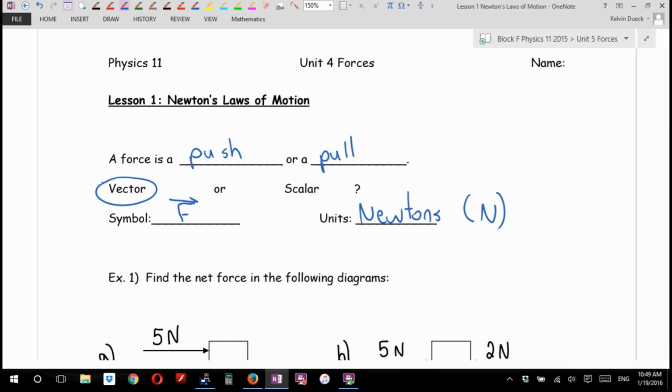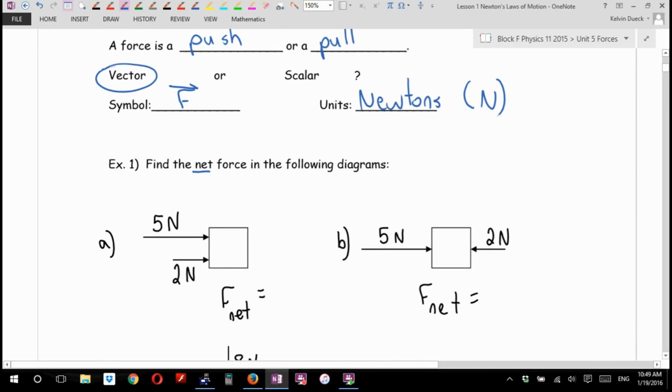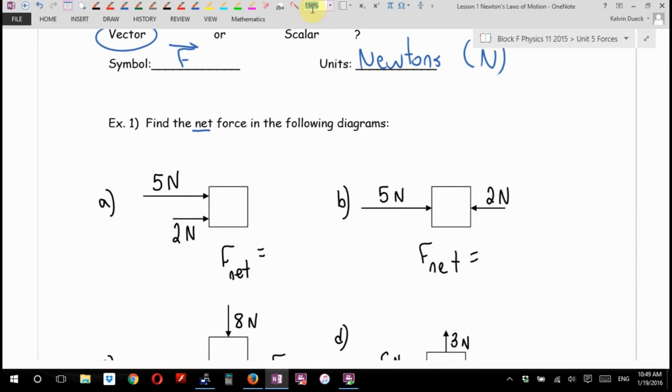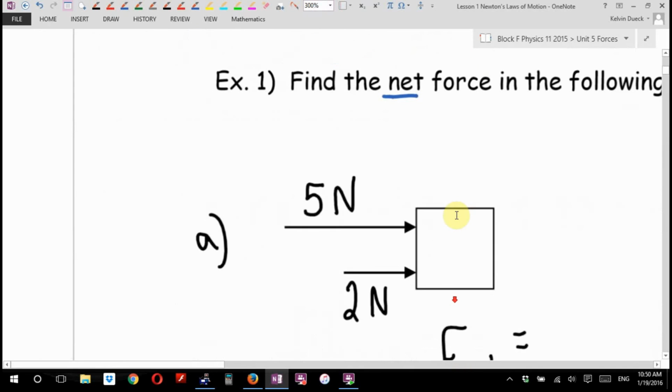One of the things we're going to start to talk about is the net force. The net force on an object says this: if you replaced all of the different forces acting on something with one, how big and what direction? The net force is combine everything into one. So we're going to start off fairly simple. This says, find the net force in the following diagrams.